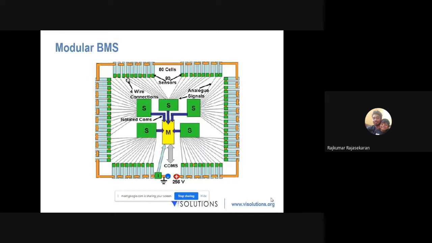Individual slaves will be allotted to monitor some sensors, and these slaves will be communicating to the main unit. The main unit will communicate with the communications environment or the main computer, and you can observe all these things.